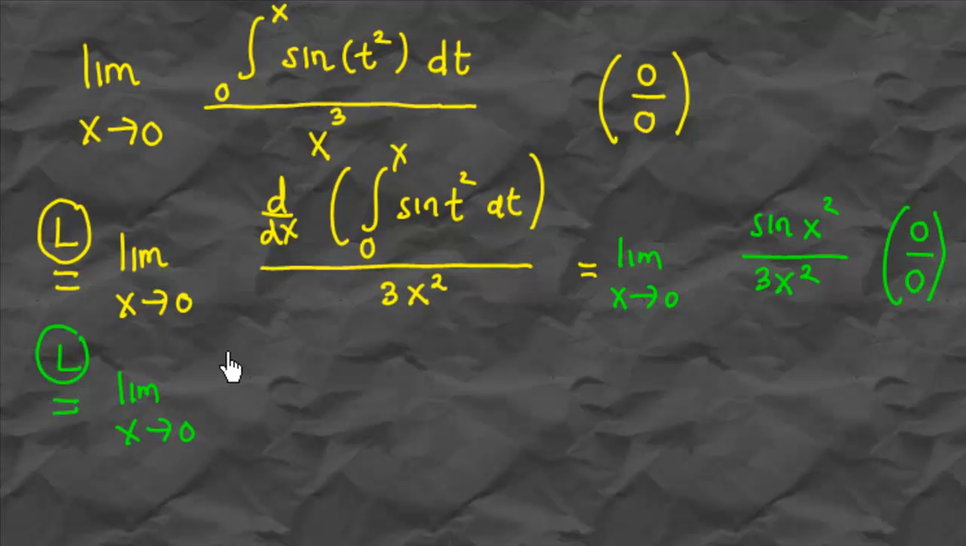Take the derivative of the top, which is cosine x squared times 2x, divided by 6x. We can simplify 2x over 6x: it is 1/3. So now, as x approaches 0, the top approaches cosine of 0, but cosine of 0 is 1. So the final answer is 1/3.